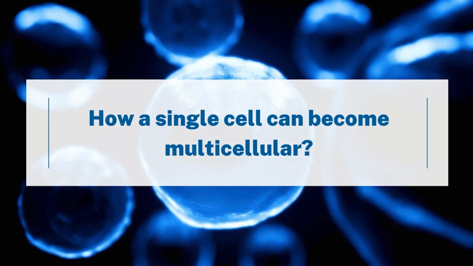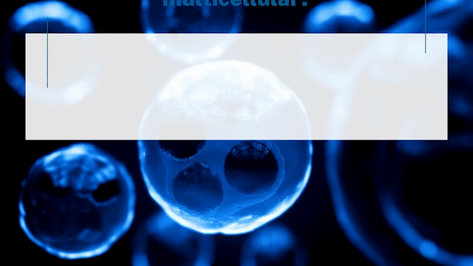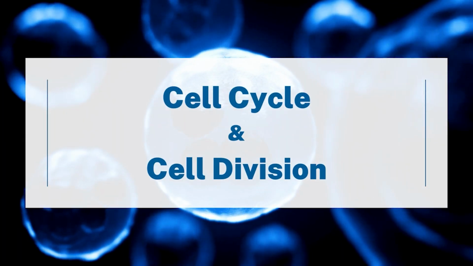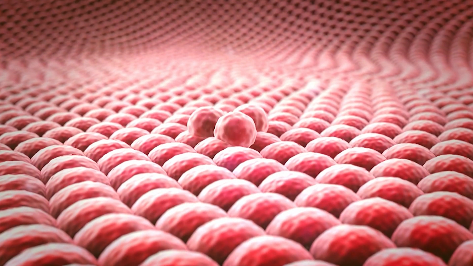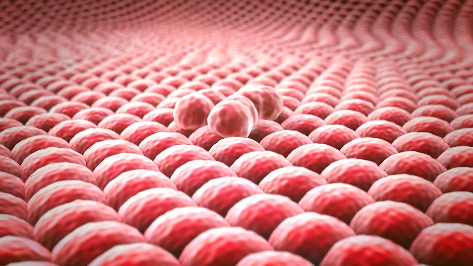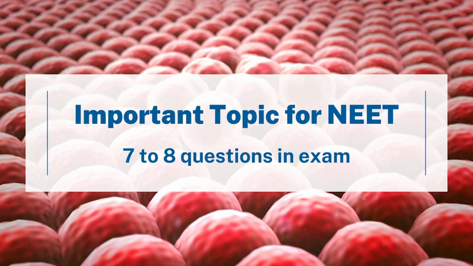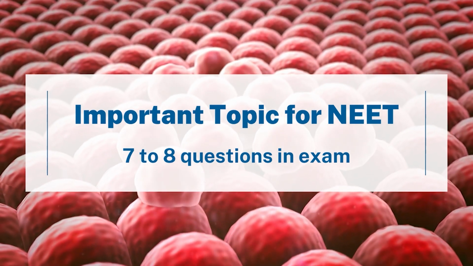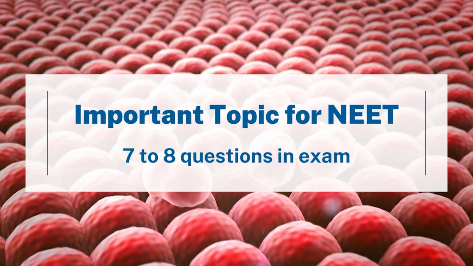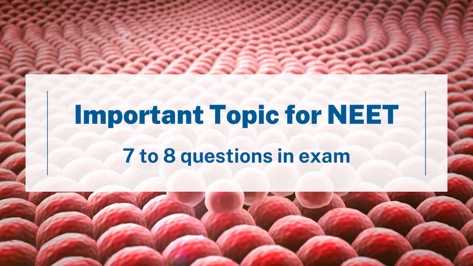But have you ever thought about how a single cell can become multicellular? It's a fascinating process, and it all starts with the cell cycle and cell division. And in this video, we will be discussing the concept of the cell cycle only. This is a pretty important topic for NEET, and there are usually around 7 to 8 questions asked from this chapter on the exam. So, let's get started by understanding the definition of the cell cycle.